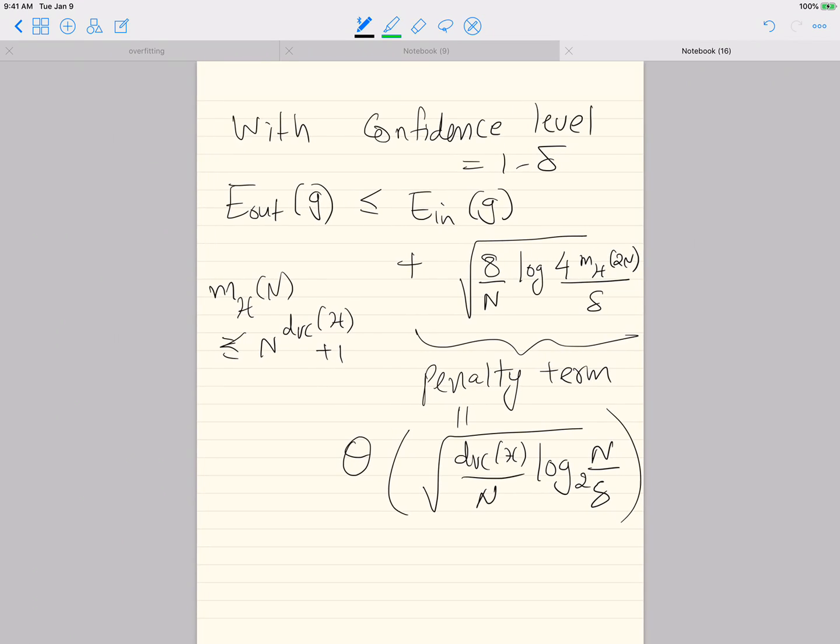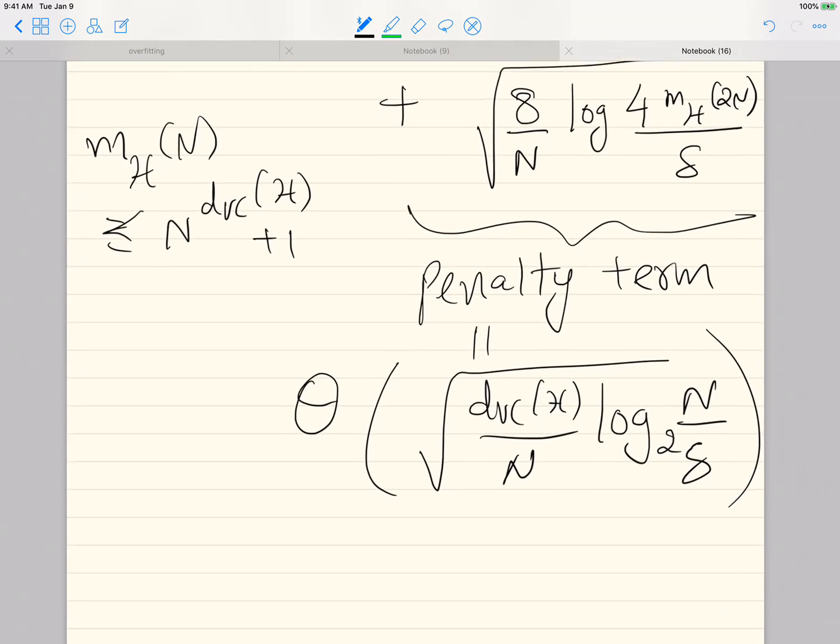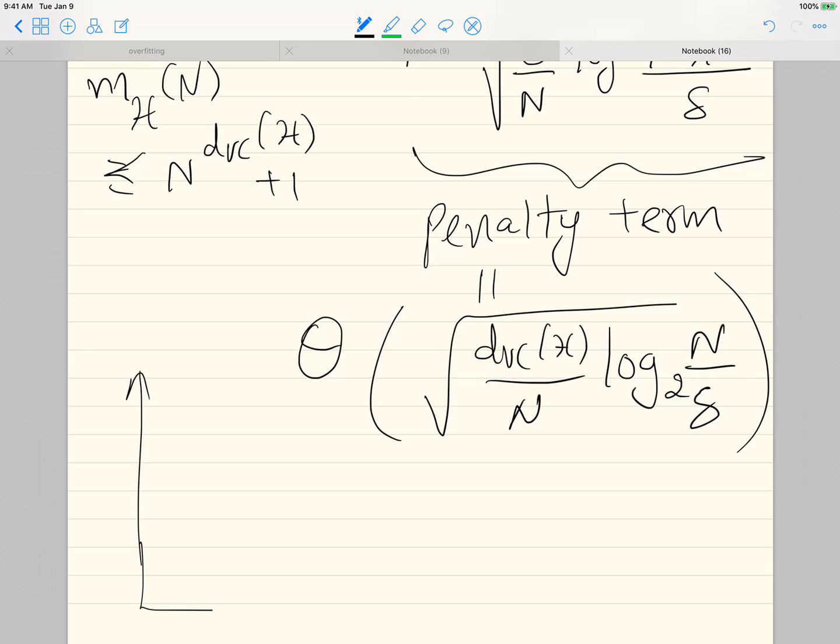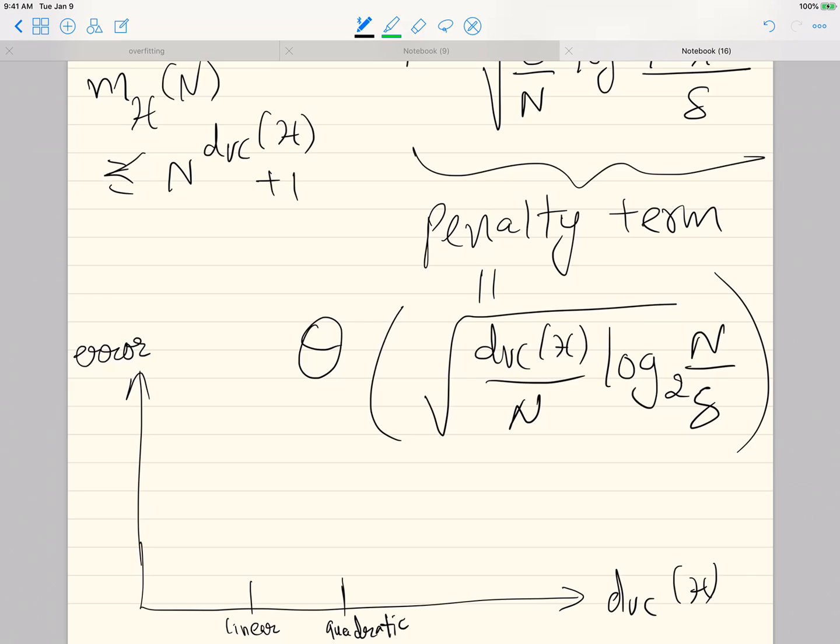So the way to understand this expression is to just do the same sort of plots we had before. So we can sketch the error now as a function of the VC dimension. If you have a linear model, it will have a small VC dimension. We'll see what the VC dimension is later on, but our linear model is simple, so it cannot shatter too many points. In 2 dimensions, it can only shatter 3 points. We saw that before. If you have a quadratic decision boundary, it is more complex than a linear model, so it will have some higher VC dimension. If you have a neural network, it might be here. It will be more complex, so it will have a higher VC dimension.